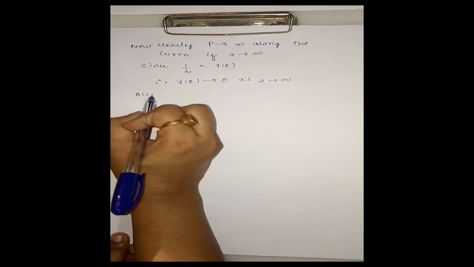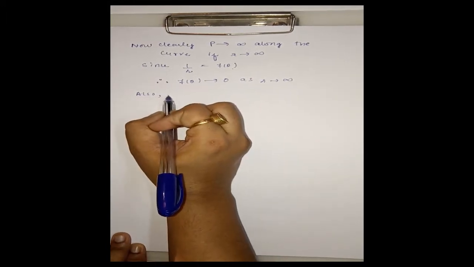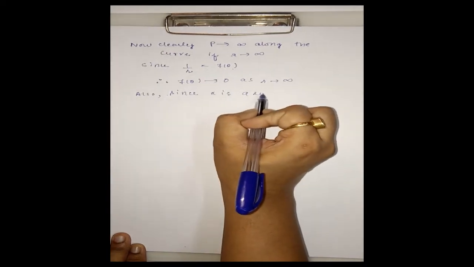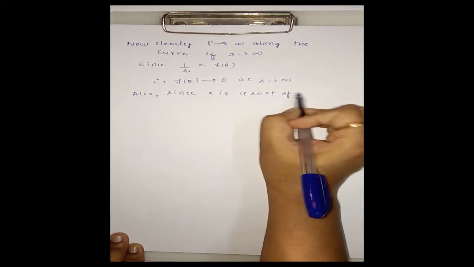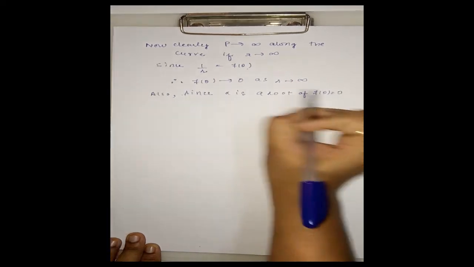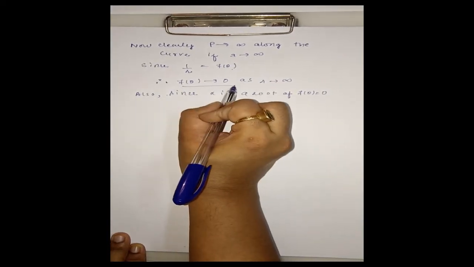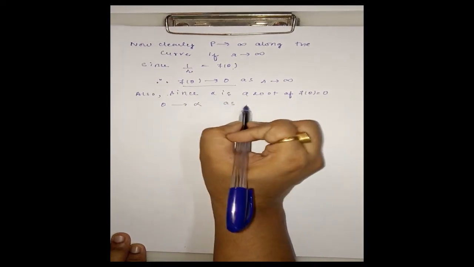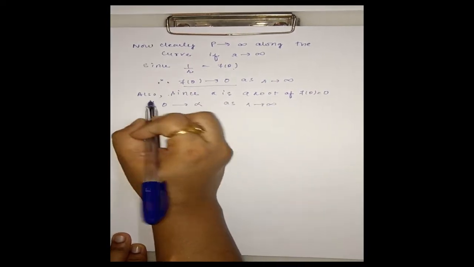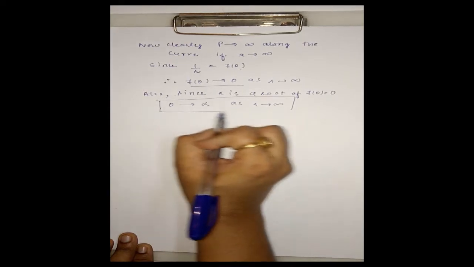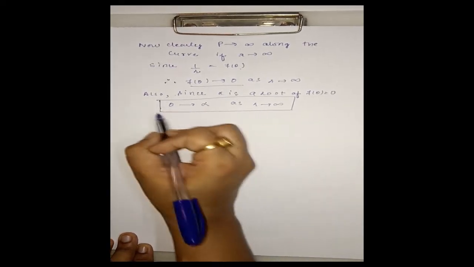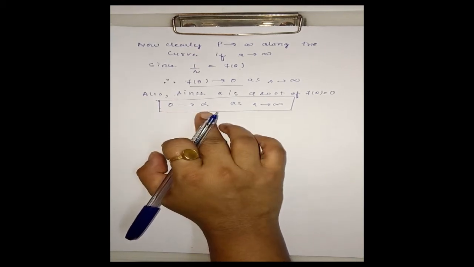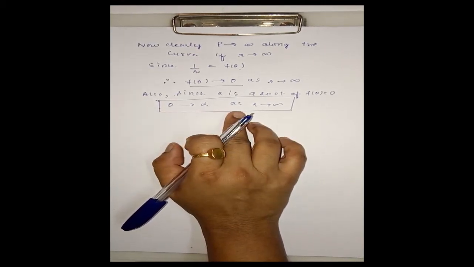Also, since alpha is a root of f theta is equal to 0, when f theta tends to 0, I can say theta tends to alpha as r tends to infinity. This limit we are going to use to find the asymptotes. Theta tends to alpha as r tends to infinity.